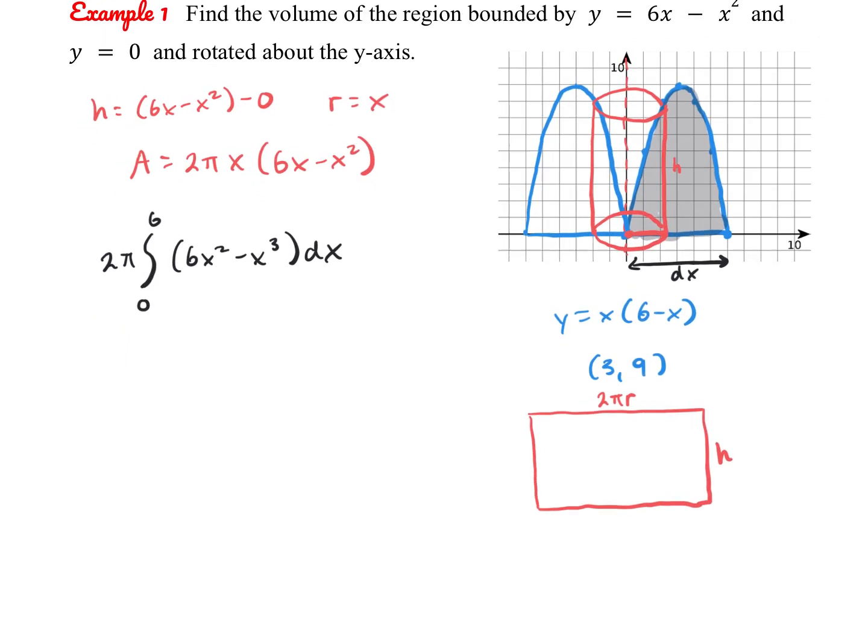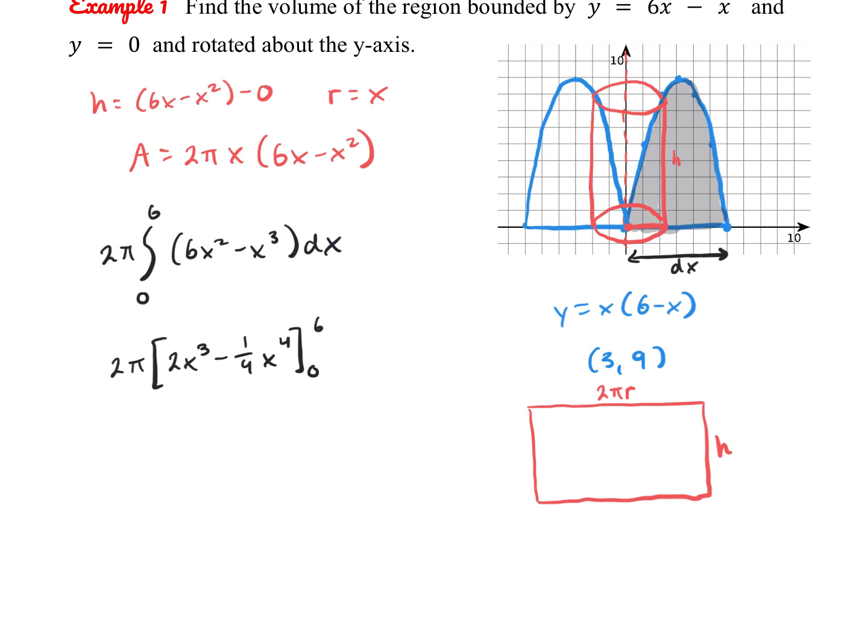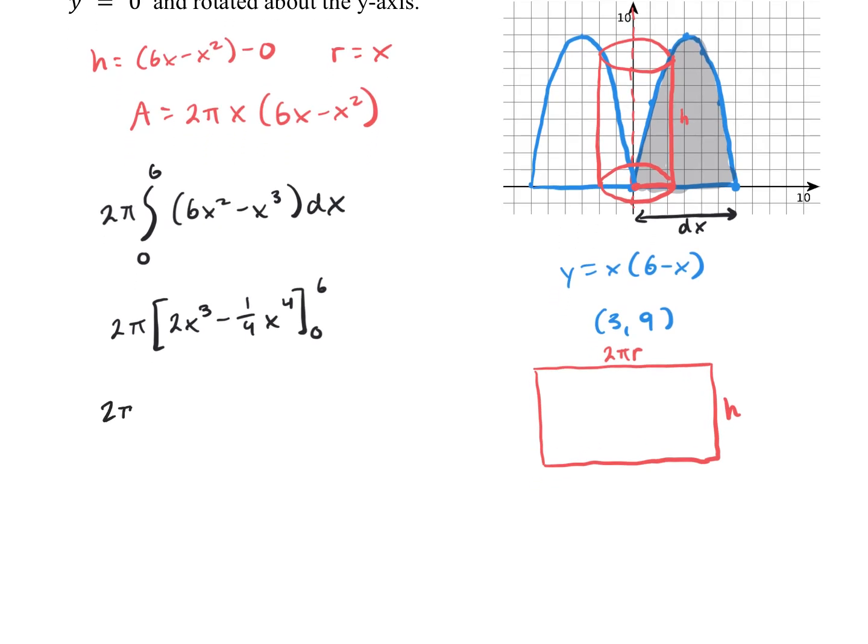Now from here, this is all stuff that we did last chapter. It's simply evaluating our integral. So we'll find that antiderivative: 2x cubed minus 1/4 x to the 4th from 0 to 6. So we have 2 pi times 2 times 6 cubed minus 1/4 times 6 to the 4th. And for this one, we end up with 216 pi, and then all of these should be units cubed.